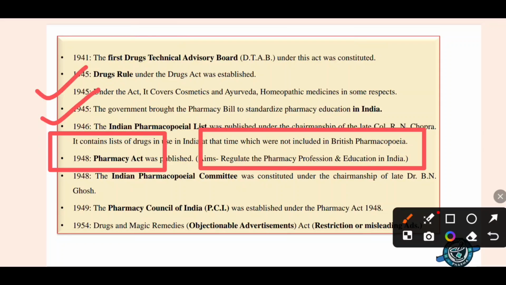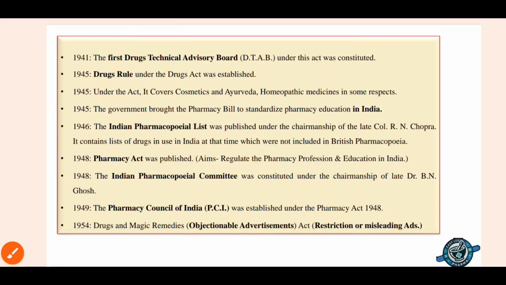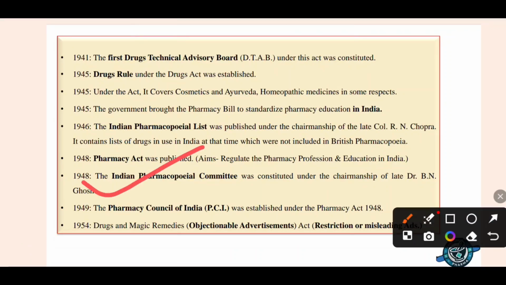And the next thing is, in 1948 the Pharmacopoeia Committee was established under the chairmanship of late Dr. B.N. Ghosh. Clear? Then 1949. In 1949 the Pharmacy Council of India, that is PCI, was established under the Pharmacy Act of 1948. Okay, so in 1948 the Pharmacy Act was established. Under this act, in 1949 the Pharmacy Council of India was established. In short form you can say PCI.